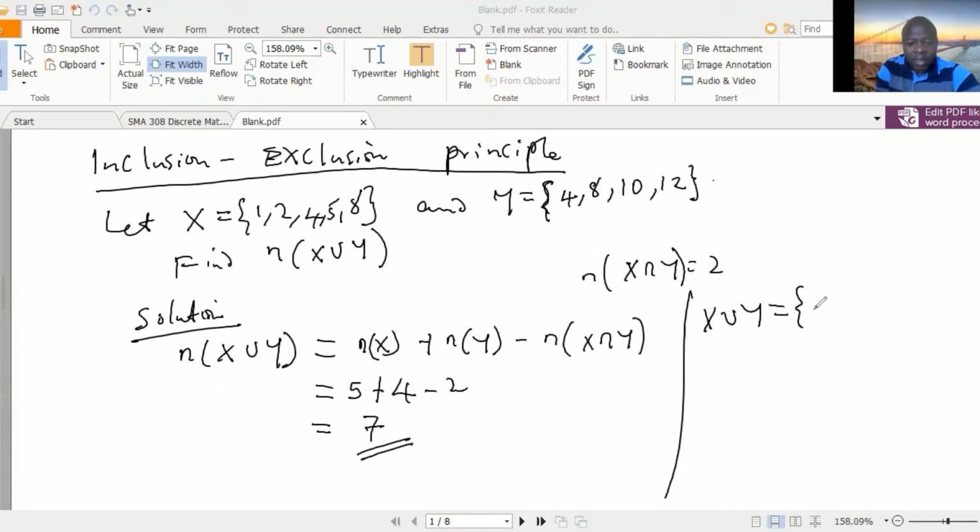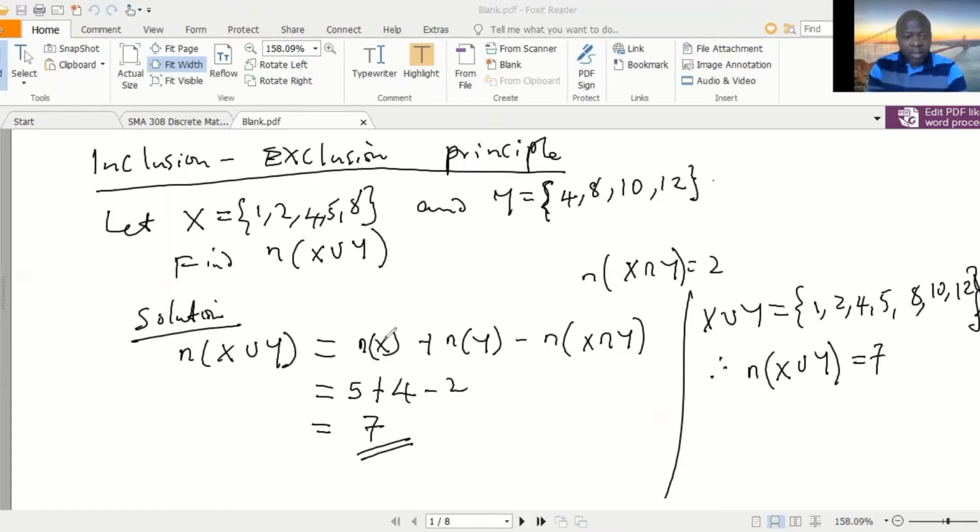So the union here has 1, 2, 4, 5, 8, and then you don't repeat the elements. Those are the elements in X, and then the elements in Y, we don't repeat 4 and 8 because they are already there. So we add 10 and 12. You can see that this union has 1, 2, 3, 4, 5, 6, 7, so the number of elements in the union is 7. If you did not want to use the inclusion-exclusion principle, this is how you would have done it.